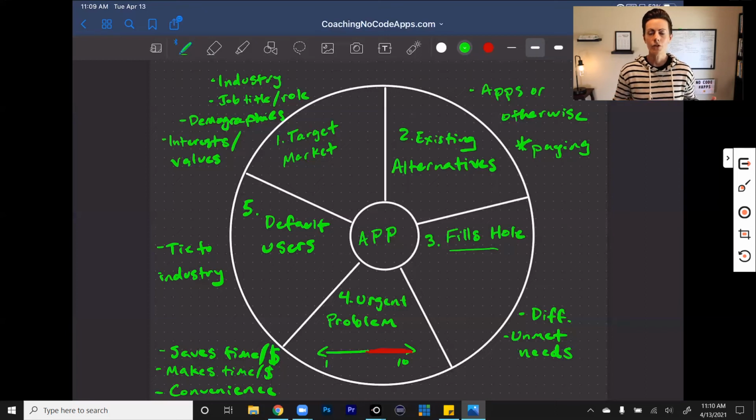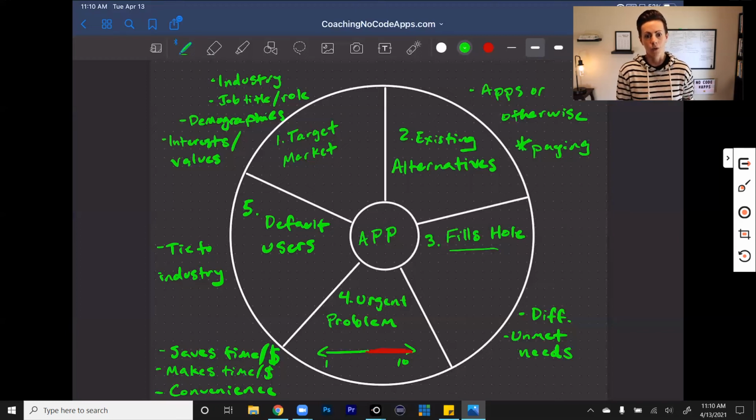And then, do you have some tie to the industry? The reason why I called this default users is because your tie to the industry gives you access to default users. Even if it's small, that's okay. You have a foot in the door, and this means that there's something there. There's some reason why you're the one who's building this app. And that's what we want to see.